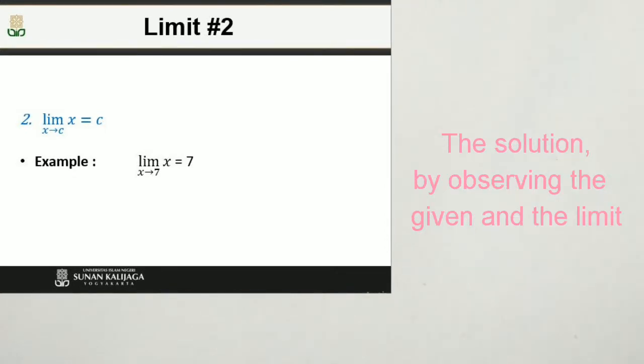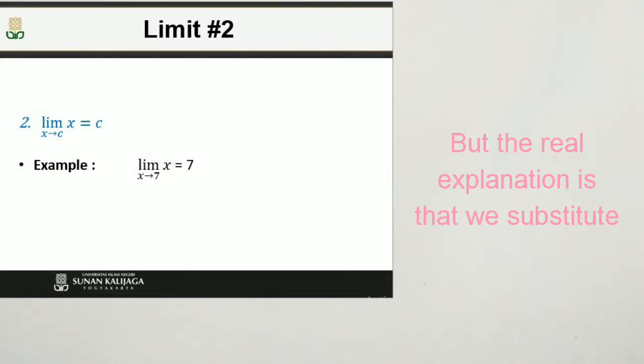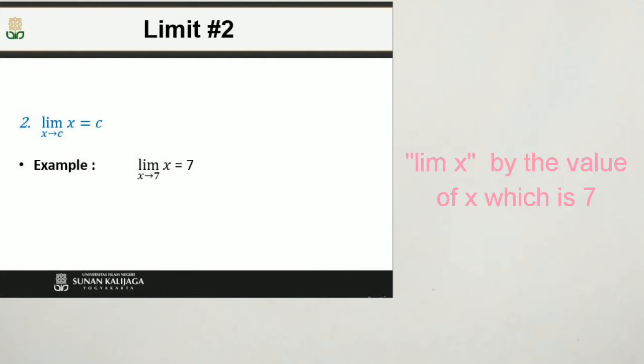The solution, by observing the given and the limit, we could obviously say that the limit of x as x approaches 7 is 7. But the real explanation is that we substitute limit x by the value of x, which is 7.